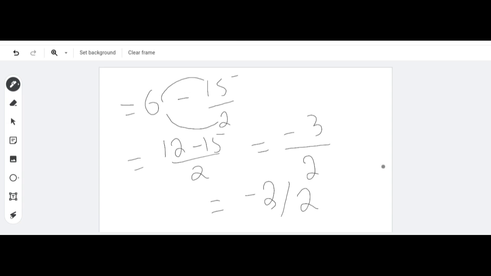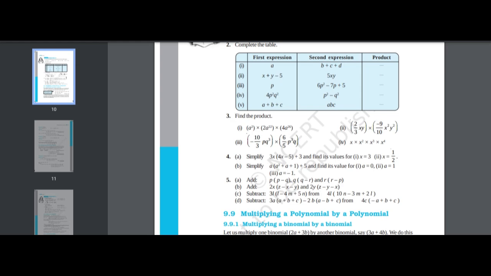Understood? Okay, ma'am. Now the third part. The third part says, in the second part, this is the term a into a square plus a plus 1. You have to multiply a inside this equation and form the expression. First, you have to put the value a equal to 0, then a equal to 1, then a equal to minus 1.